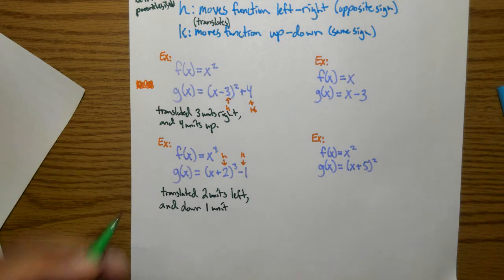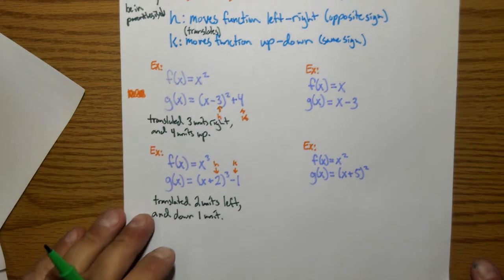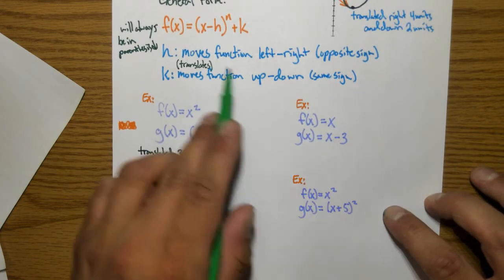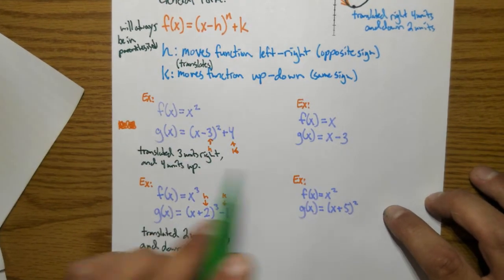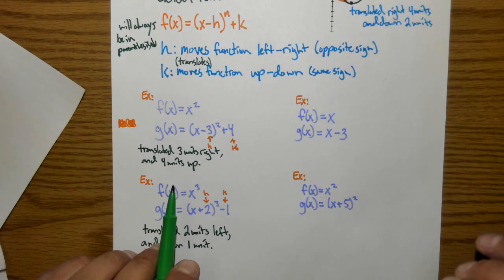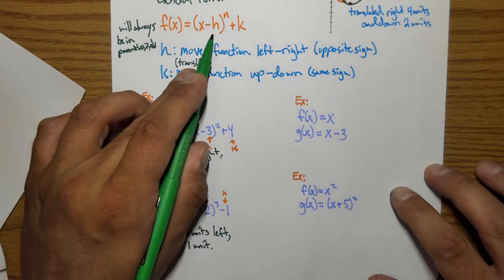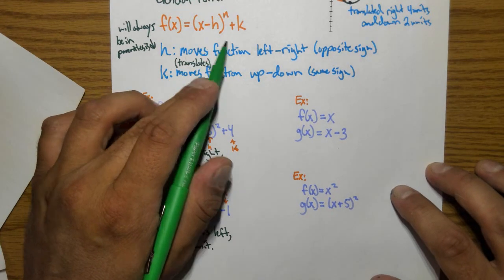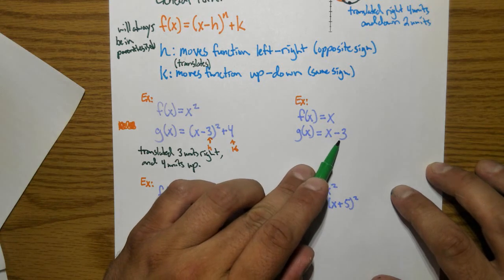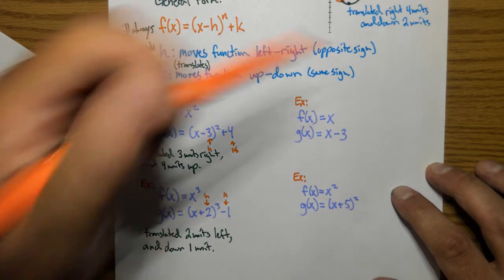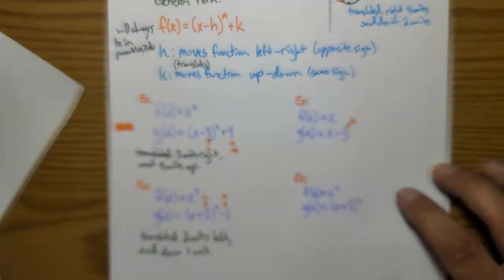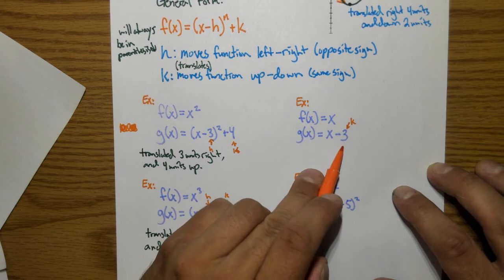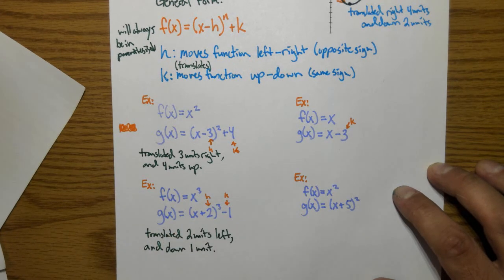Okay? And that's that. Now, this example, I pointed out earlier, it doesn't necessarily look like our general form up here, does it? We don't have any parentheses. But when that's the case, that just means that our h, which is inside the parentheses, is equal to 0. So it's not moving left or right at all. In fact, it's only moving down. And how do I know this is a k? Well, k's are always outside of the parentheses. There are no parentheses, so whatever you see is a k. Okay? That was a good one.